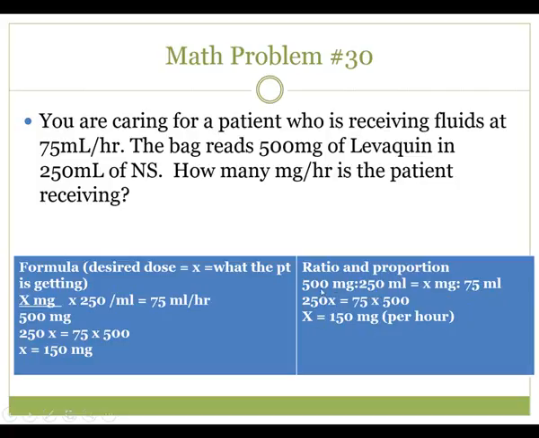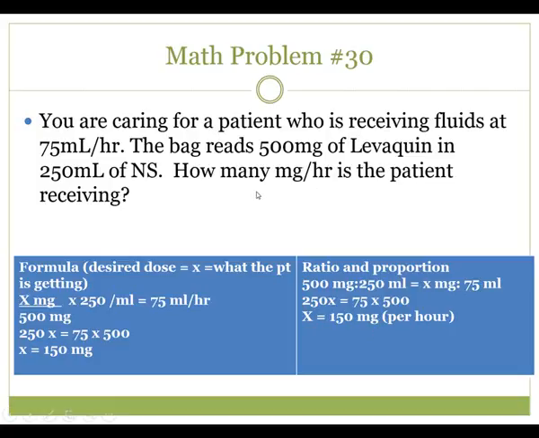So you can make that 500 and 250 into 2 milligrams in 1 mil. So you could say 2 milligrams is to 1 mil, as X milligrams is to 75 mils. That makes it pretty easy because you can just look at that and tell that that's 150 because 2 times 75 is 150.